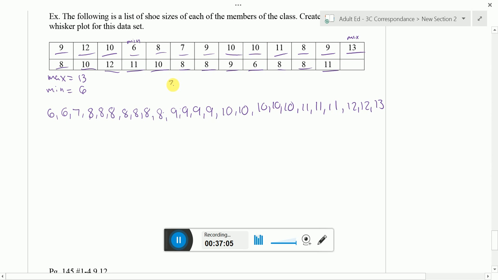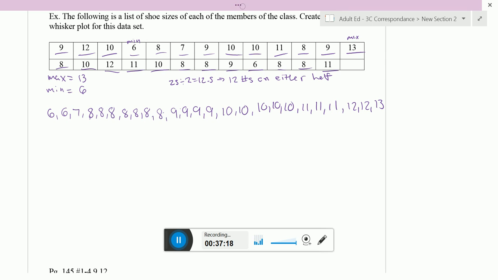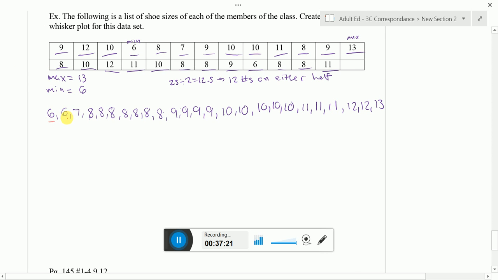Now, when you have an odd number, so 25 divided by 2 is 12 and a half, what that tells you is there should be 12 numbers on either half. So when we find the median and we cancel out numbers, we should cancel out 12 on either side. So here is our median. I'm going to put a line through that number to show that it's our median. So our median is equal to 9.